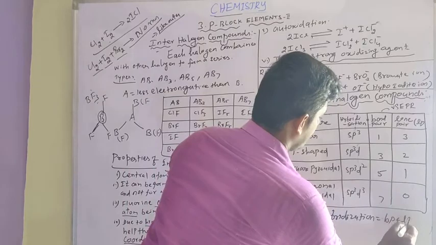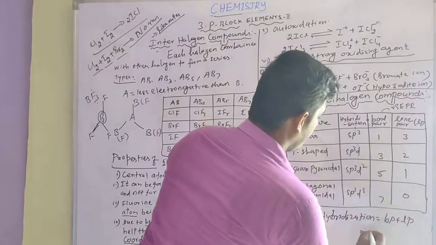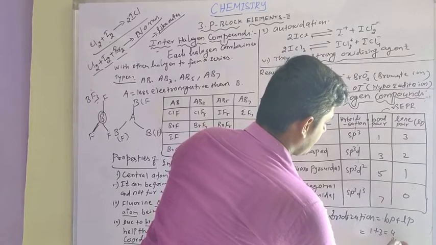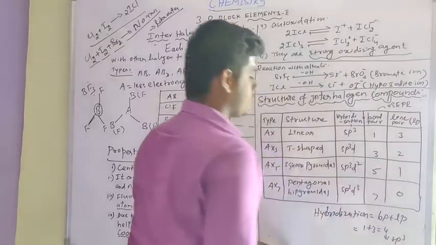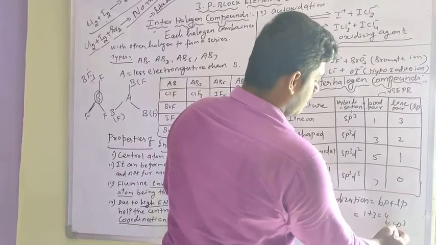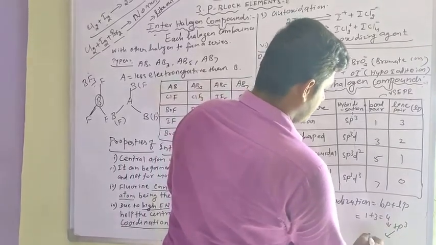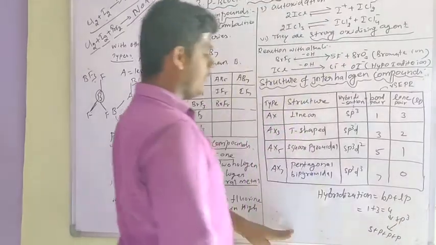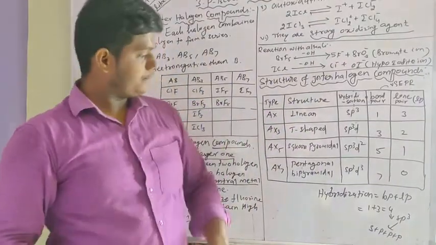Bond pair plus a lone pair. Suppose bond pair 1, lone pair 3, equal to a total of 4. 4 means sp3 hybridization. It is one s orbital and three p orbitals, like that. One s orbital, three p orbitals. So 4 means sp3 hybridization.